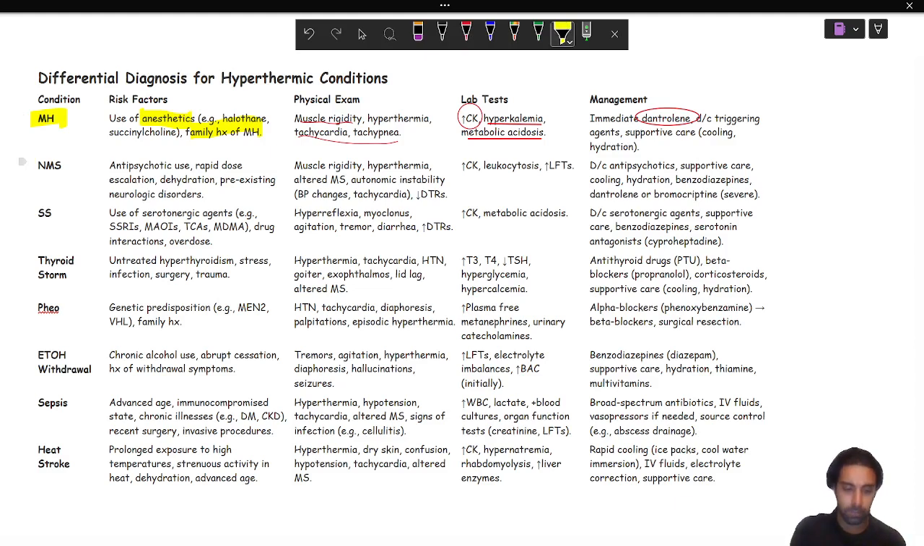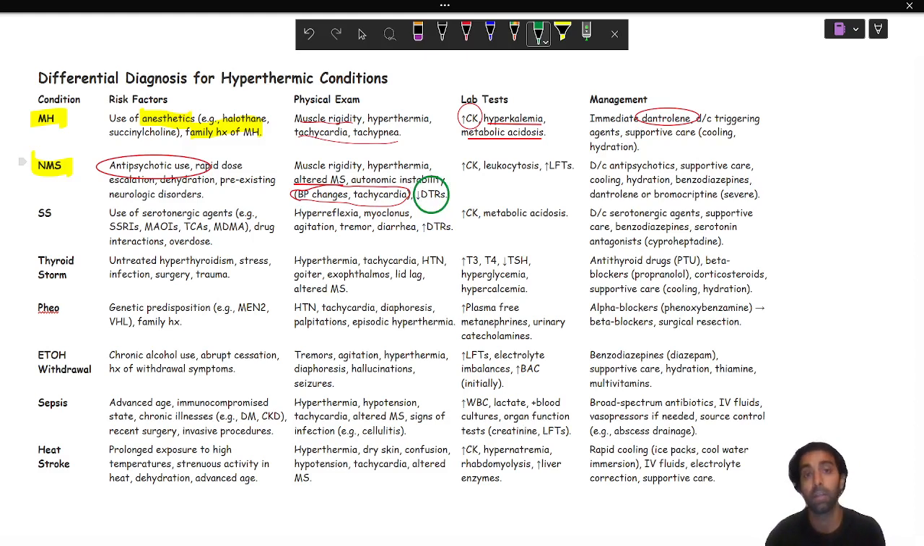Neuroleptic malignant syndrome. So neuroleptic malignant syndrome, this is antipsychotic use related. And if you stop it, you're going to have issues. This one will also have muscle rigidity. They all have hyperthermia. You get altered mental status and then autonomic instability. So your blood pressure can sometimes become hypotensive, tachycardic. But the biggest thing here I'm going to put in green is decrease in DTRs.